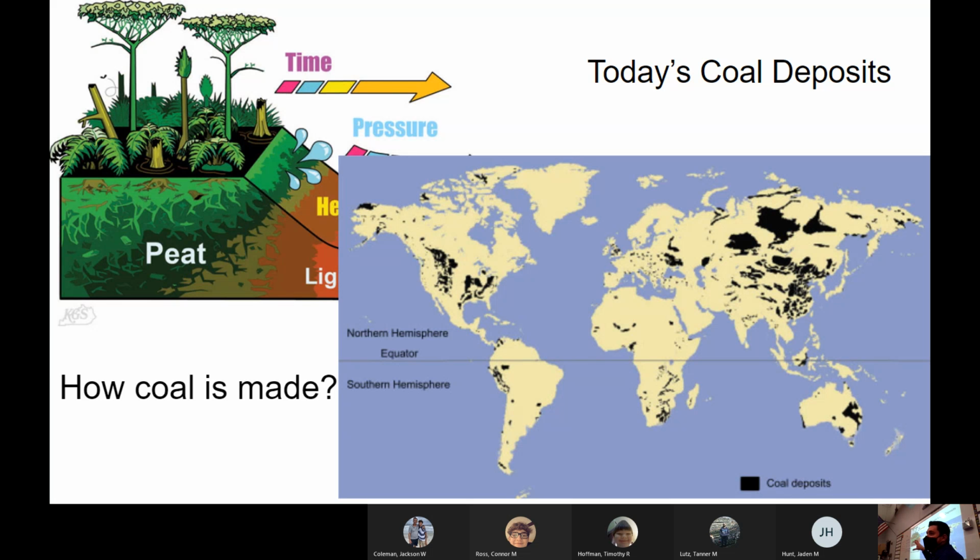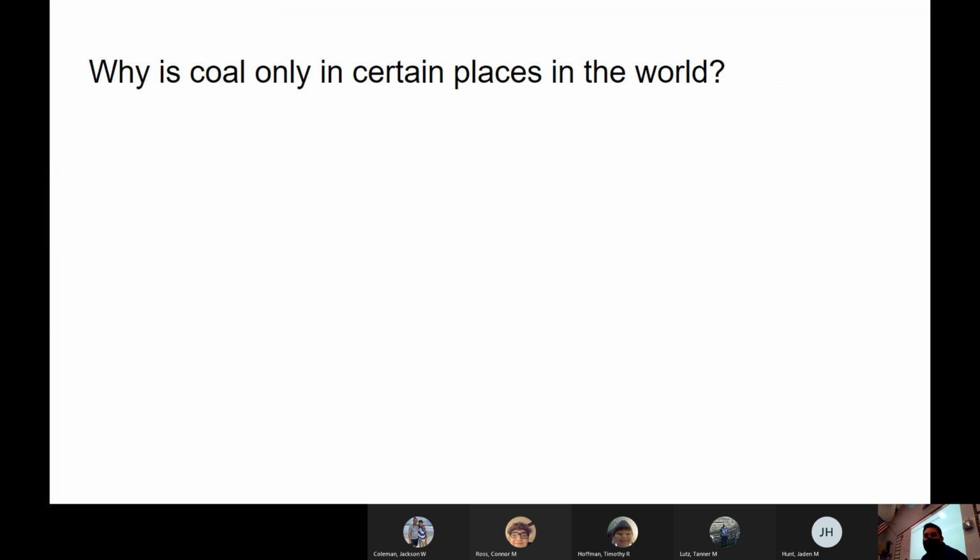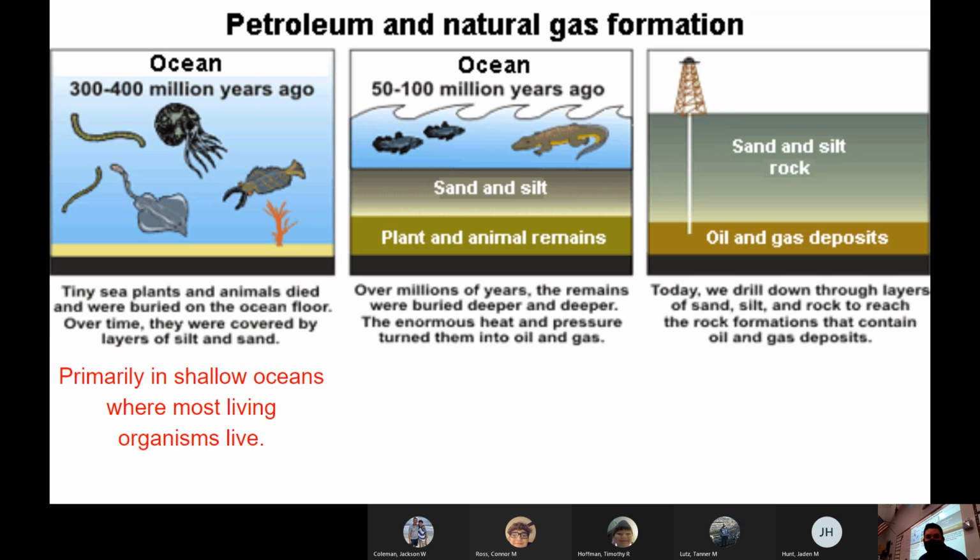So again, we keep looking at America a little bit here. Yeah, we got quite a bit of coal. And those are the ancient forests that were there. Look at China, look at Russia. Those powerful countries today. So again, why is there only certain places in the world? That's where the ancient forests used to be.